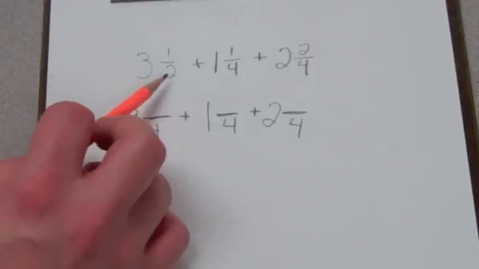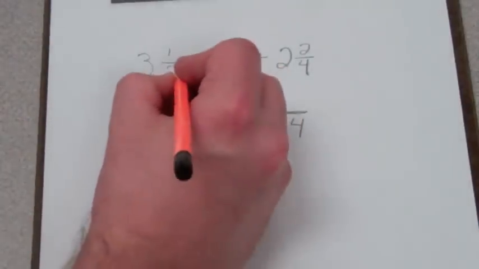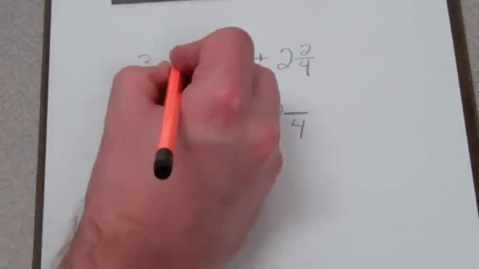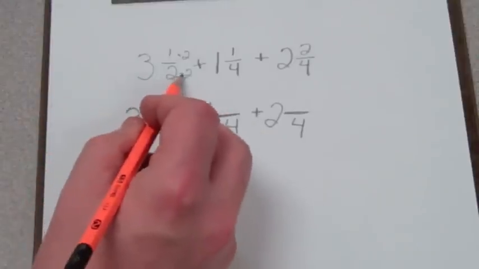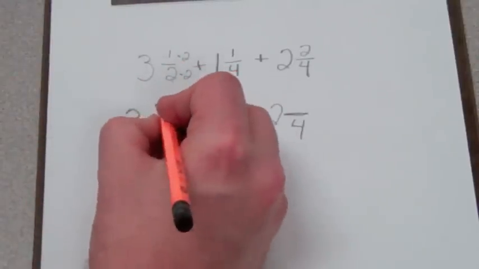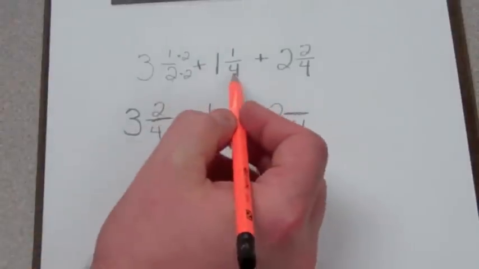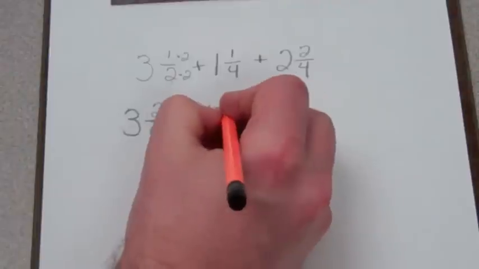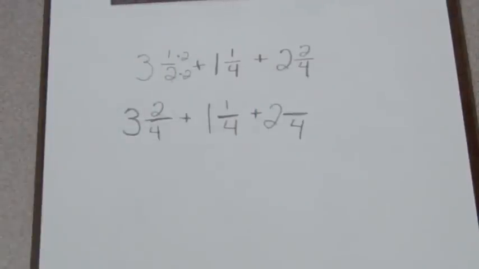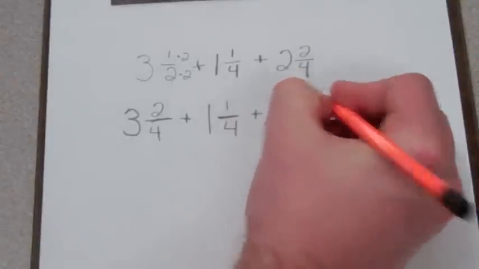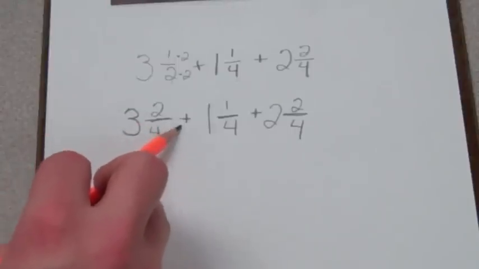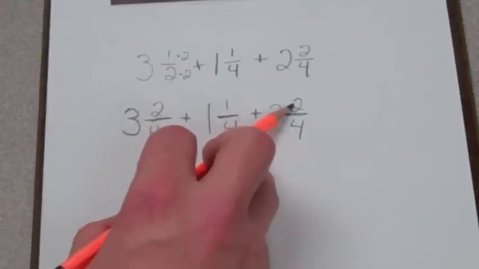Now, I have to ask myself, what did I do to this 2 to make it a 4? Hopefully you're saying you multiplied it by 2. Whatever you do to the bottom, you also have to do to the top. And you multiply that by 2 as well. 2 times 2 is 4. 1 times 2 is 2. Come over here. What did I do to this 4 to make it a 4? I didn't do anything. So leave it alone. Don't mess with it. And then what did I do to this 4 to make it a 4? Same thing. I didn't do anything to it. So don't mess with it. Leave it alone. So I end up with 3 2/4 plus 1 1/4 plus 2 2/4.